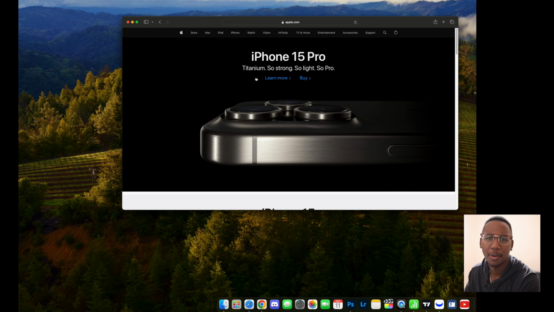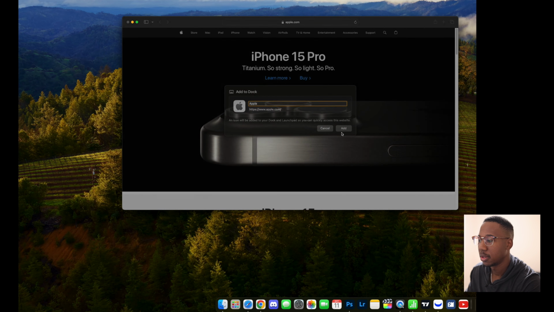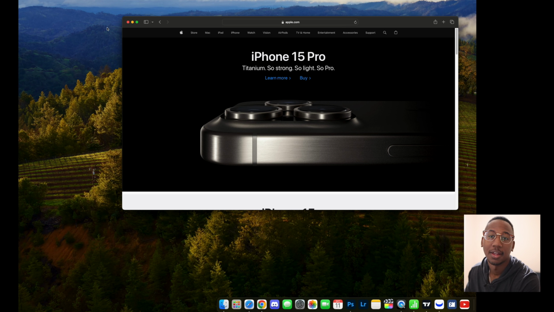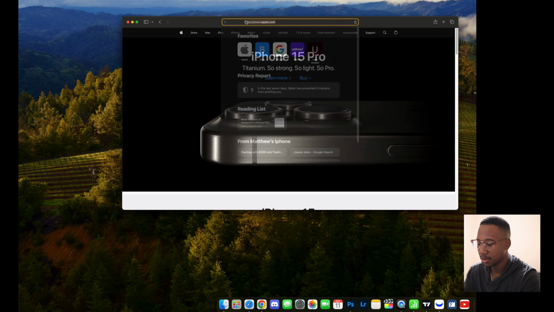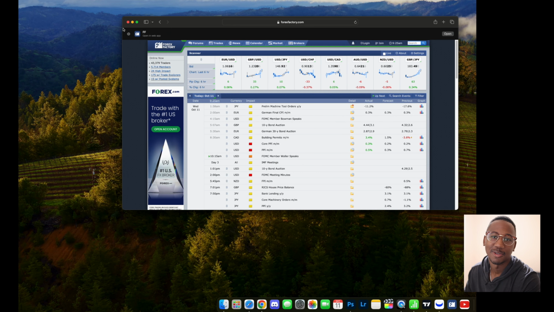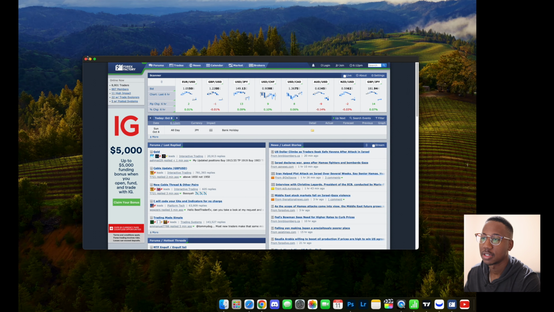If I wanted the Apple homepage to be down here, I would just hit File at the top, then come all the way down and click Add to Dock. And then it would be Apple, and as you can see, it is now added to the dock. But I'm actually going to remove that, and we're going to go to Forex Factory. I'm going to X out so you can see what it looks like on the Mac, because I have it down in my dock. And here, Forex Factory. So this is what it's going to look like when you actually have it.